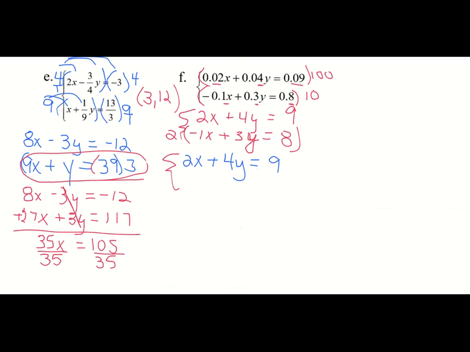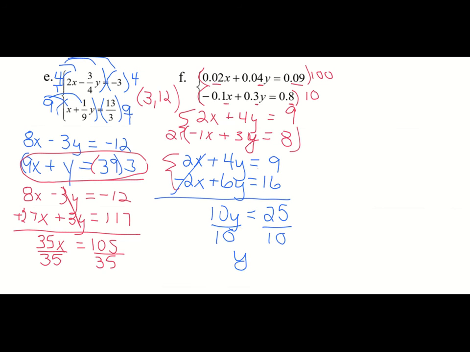And then 2 times negative 1 will be negative 2x plus 6y equals 16. Add them together, the x's will cancel. 4 plus 6 will give me 10y is equal to 9 plus 16 is 25. Divide by 10, so y equals, and I'm going to simplify the fraction, but leave it in improper form. So it's going to be 5 over 2.